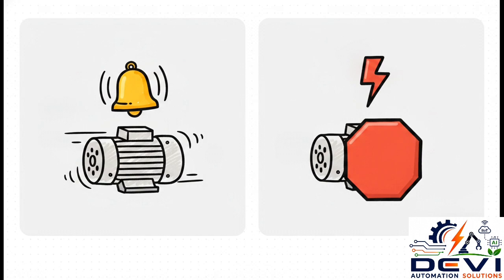A fault, on the other hand, is a critical trip or shutdown. The VFD literally cuts the power to protect your equipment. Specifically, it's protecting the AC motor and the internal IGBT, which is the insulated gate bipolar transistor. That fault protection is absolutely essential because it stops catastrophic hardware damage dead in its tracks.